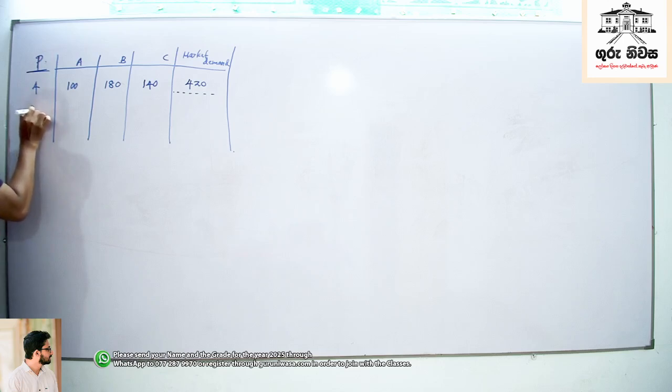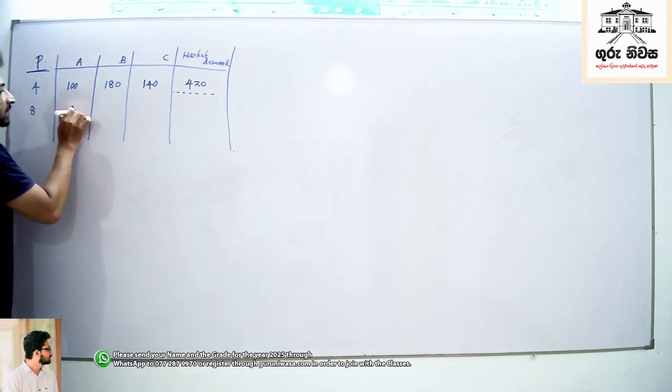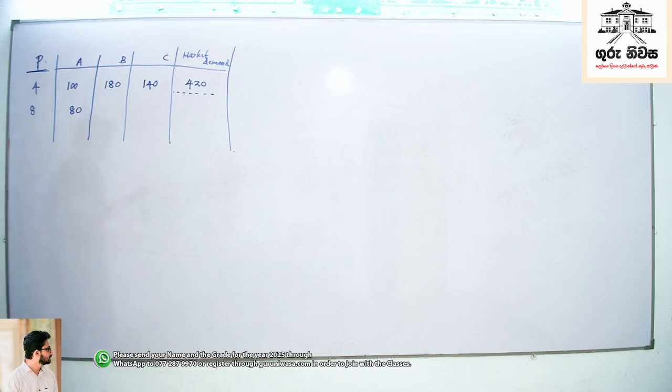Then you can see when price goes up to 8 rupees, the number of units that person A is willing and able to buy reduces to 80 units. It means now person A is willing to buy only 80 because price has gone up, right? Now the product has become very expensive.